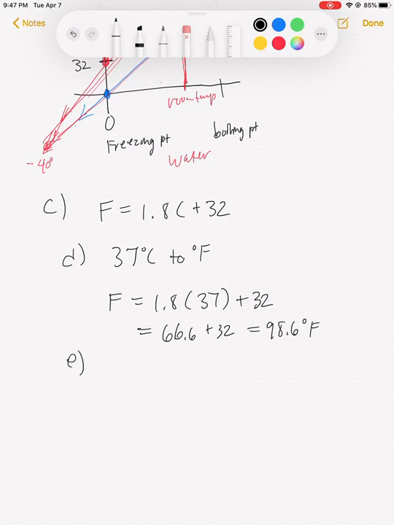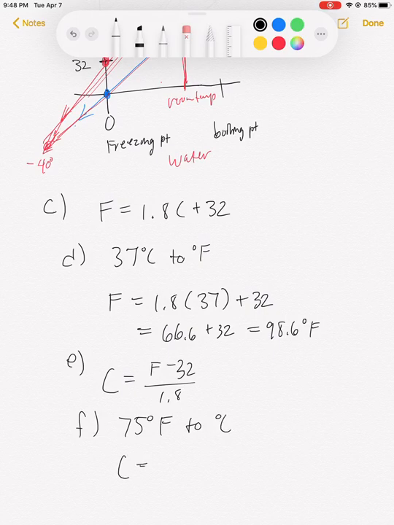Okay, part E, what is the conversion formula from Fahrenheit to Celsius? So if I have a Fahrenheit temperature, I need to find the Celsius. I subtract 32 from the Fahrenheit, divide by 1.8, and you get Celsius. Okay, so let's go ahead and convert 75 degrees Fahrenheit to Celsius.